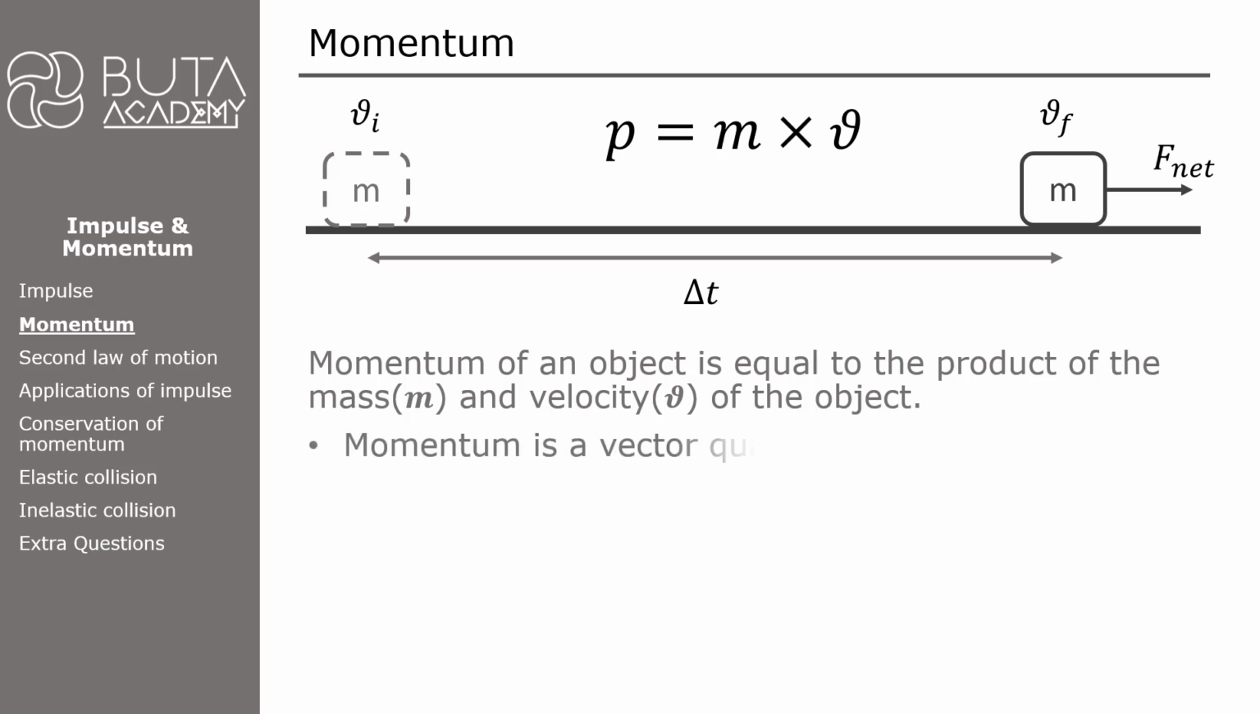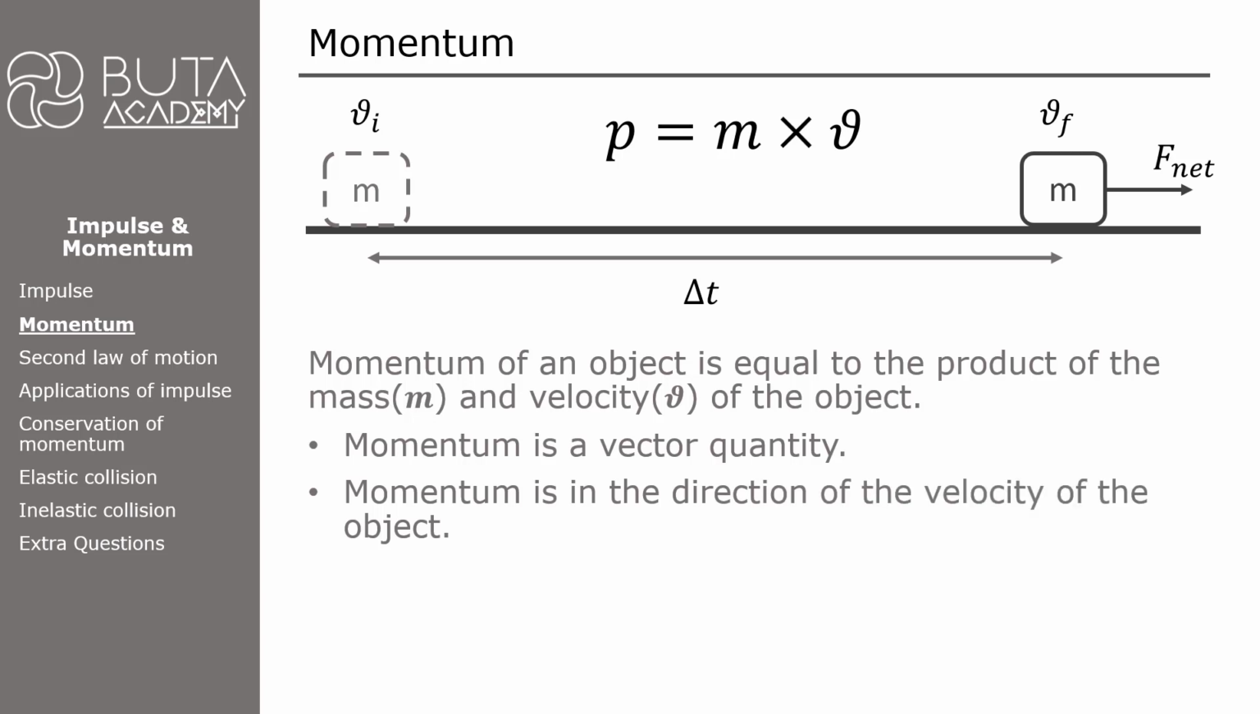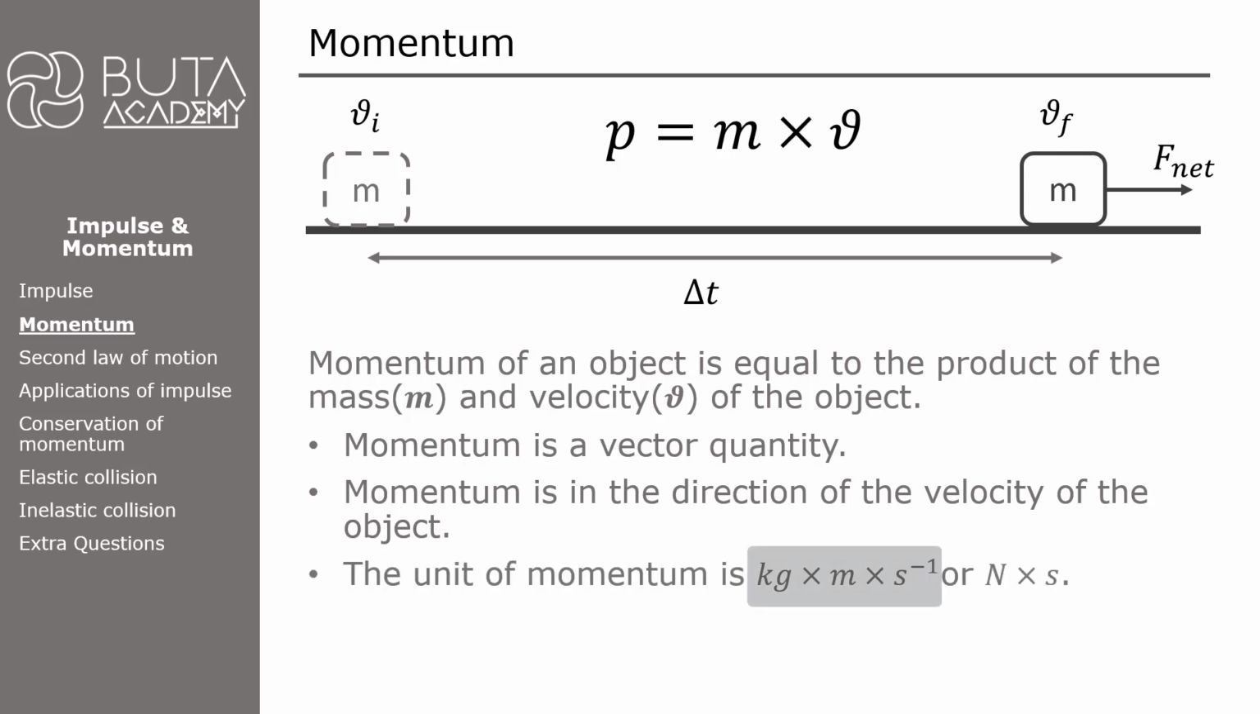Momentum is also a vector quantity and it always acts in the direction of the velocity of an object. The unit of momentum is the same as the unit of impulse. It is kilogram meters per second or Newton times second. Now let's solve a couple of simple examples about momentum.